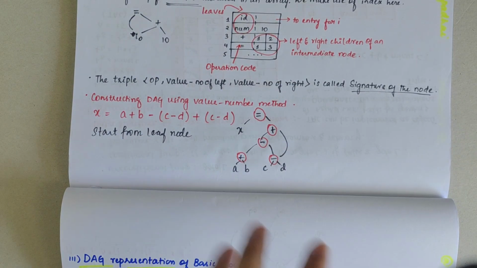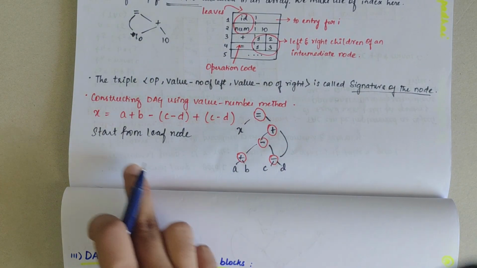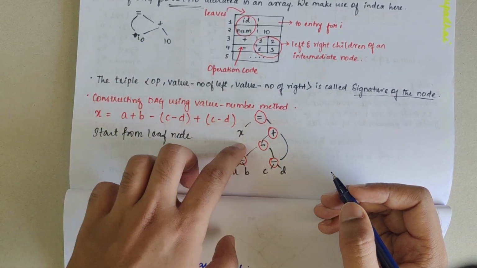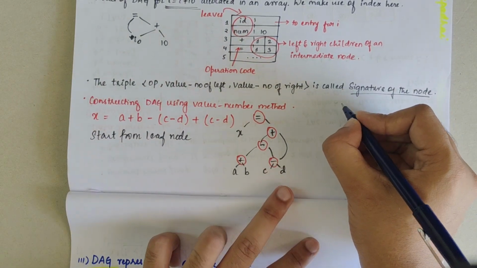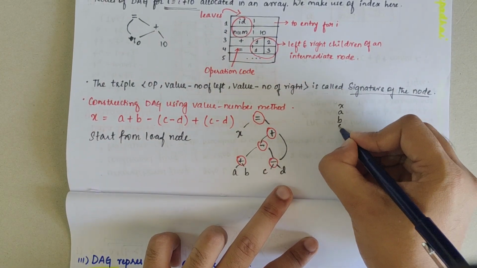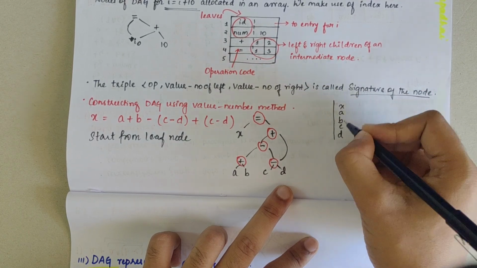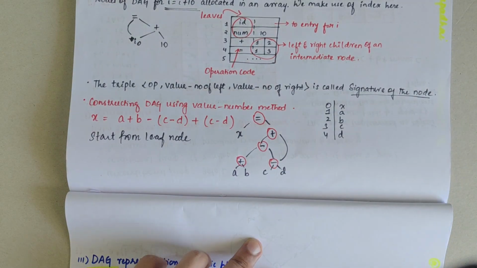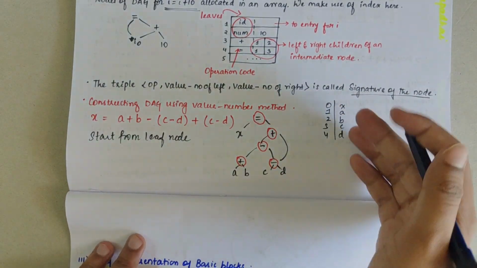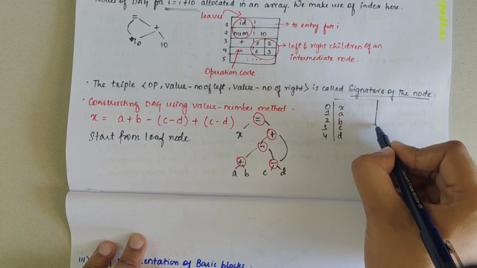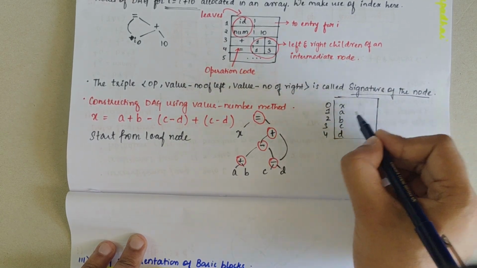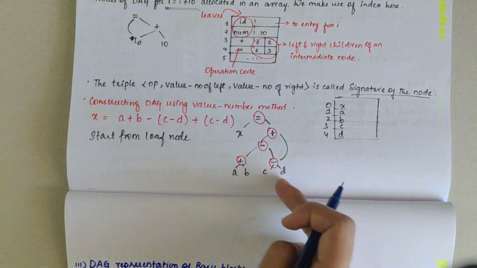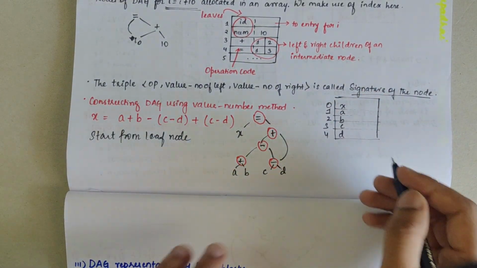So from this DAG I'll store the values in an array. Firstly I had to start from the leaf nodes. So here the leaf nodes are x, a, b, c, d. I'll allot the index values 0, 1, 2, 3 and 4 to these. So I have stored all the index values here, the leaf nodes firstly.